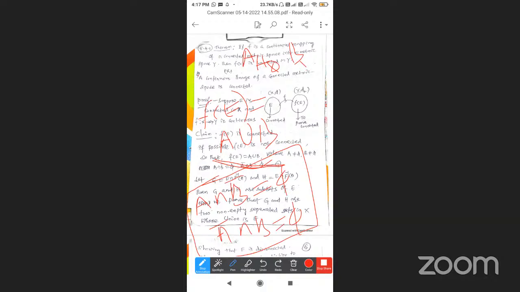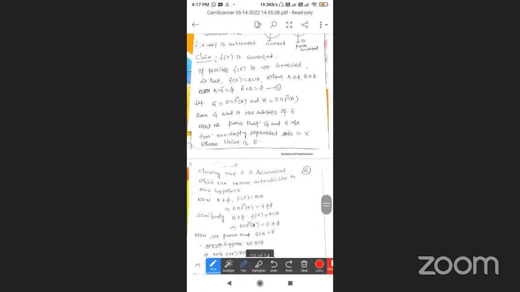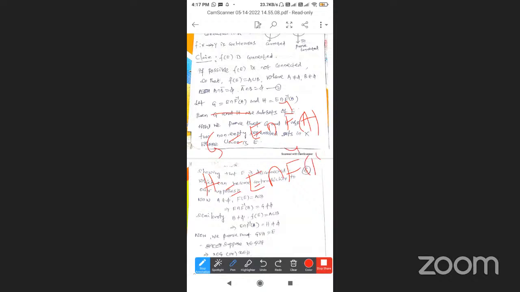So I have taken G equal to E ∩ f⁻¹(A), and H equal to E ∩ f⁻¹(B). Remember G and H: G is E ∩ f⁻¹(A) and H is E ∩ f⁻¹(B). Here G and H are subsets of E. So we prove that G and H are non-empty separated sets in X.